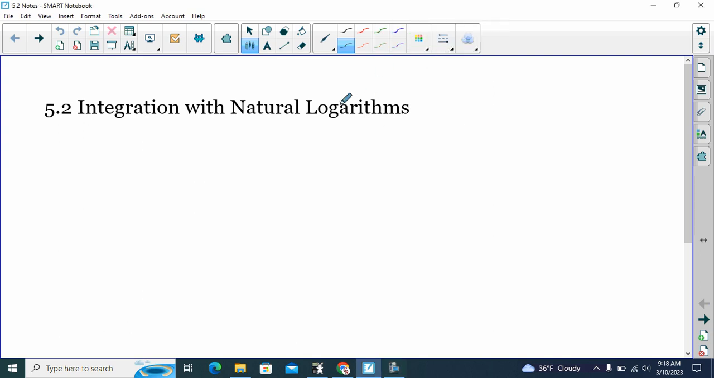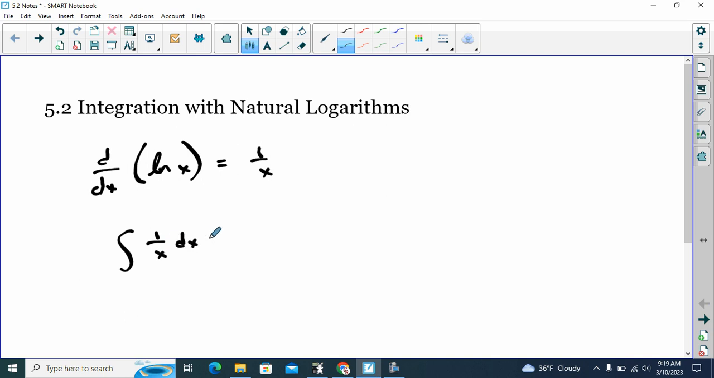Section 5.2 is on integration with natural logarithms. We learned in 5.1 that the derivative of ln of x is equal to 1 over x. So the inverse of that would be the integral of 1 over x dx is equal to ln of x.